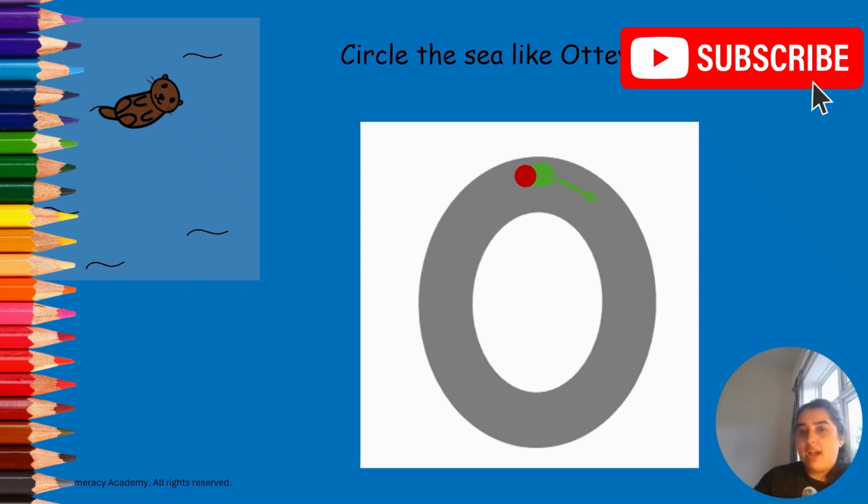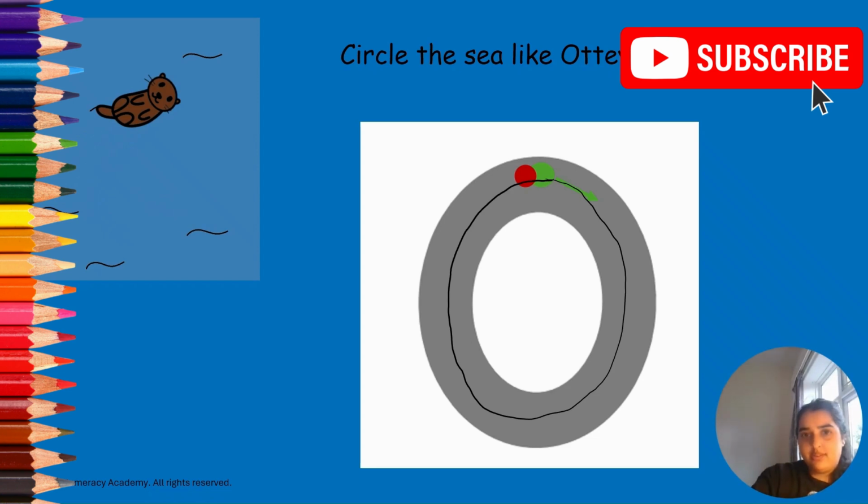I'm going to practice writing the sound O. Where do I need to start? I hope you said on the green dot, and then I need to follow the arrow. So I'm going to try really hard to practice writing the sound, and I'm going to go like this. Oops. Let's try again. Circle the sea like Otie the otter. It's your turn to practice now.